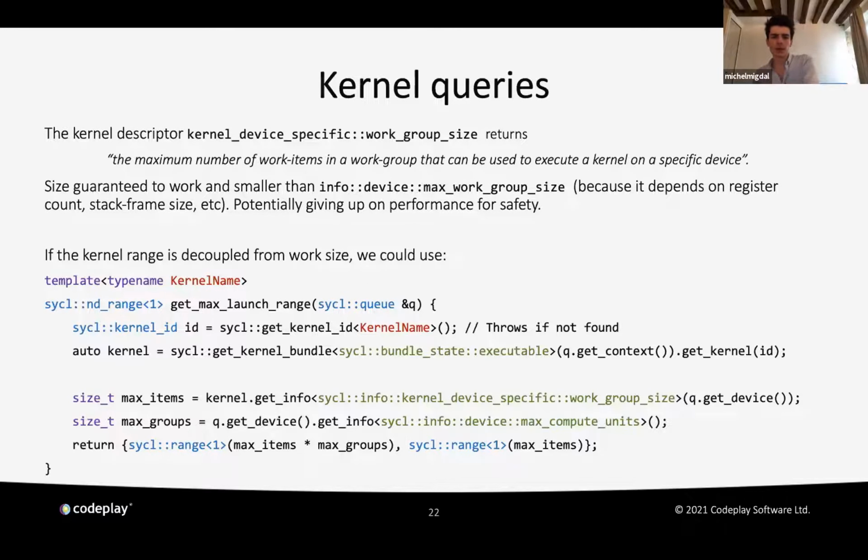And so I had some weird issue where some code wasn't working in debug mode, and it was because I was using the SYCL device queries, not the kernel queries, to get the sizes. So I think that's not very emphasized, and so I just wanted to talk about that.